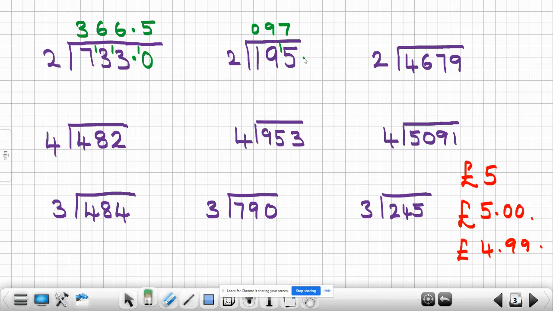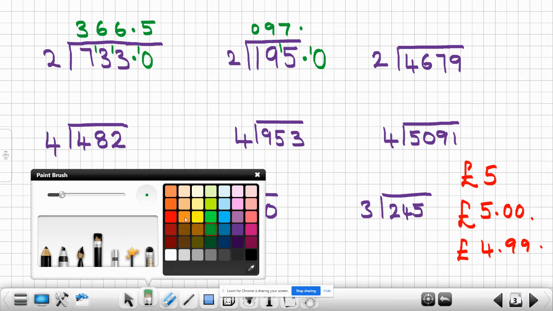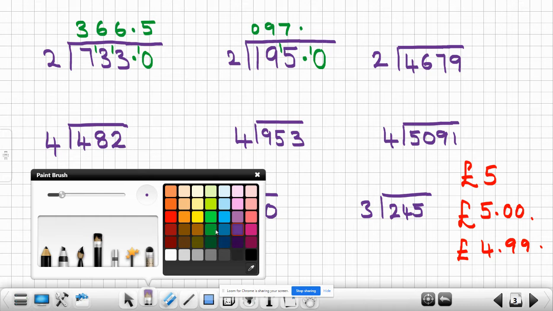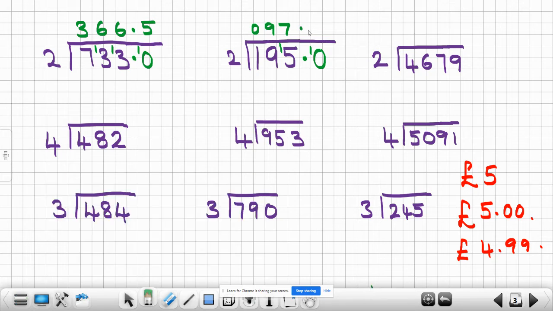We're going to do exactly what we did in the last one. We're going to put a decimal point and a 0 after it and put that 1 in front of it to make 10. We must also put a decimal point on top, and let's extend that line. So we say 2's into 10 goes 5 times. So the answer is 97.5.